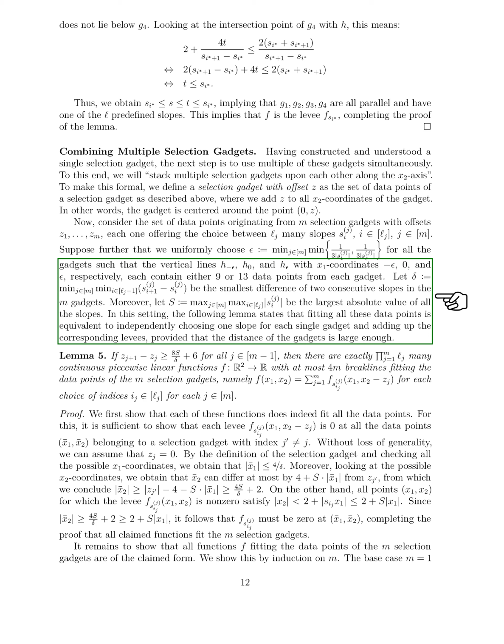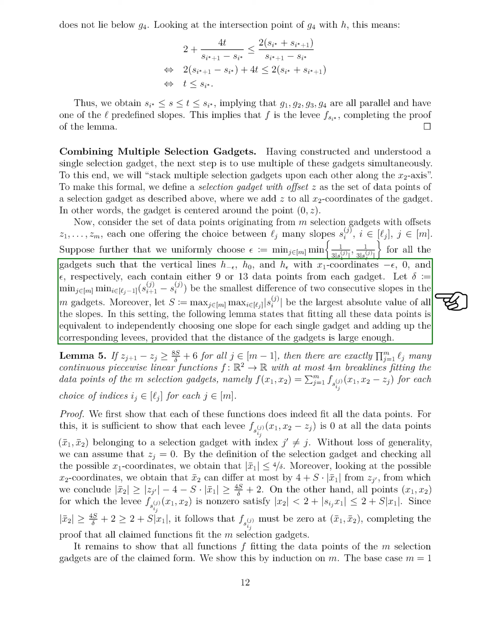If the distance between the offsets of two consecutive gadgets is large enough, then fitting all these data points is equivalent to independently choosing one slope for each gadget and adding up the corresponding levies. To be more precise, if the difference between the offsets of two consecutive gadgets is at least 8s delta plus 6, then there are exactly the product of the number of slopes for each gadget many continuous piecewise linear functions mapping from R squared to R with at most 4m breaklines fitting the data points of the m selection gadgets.